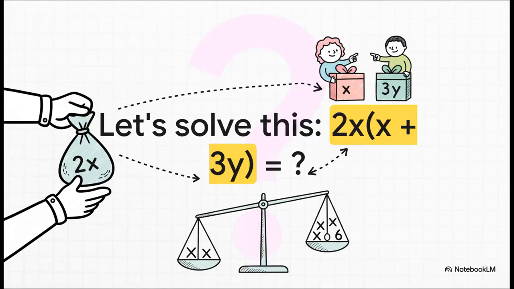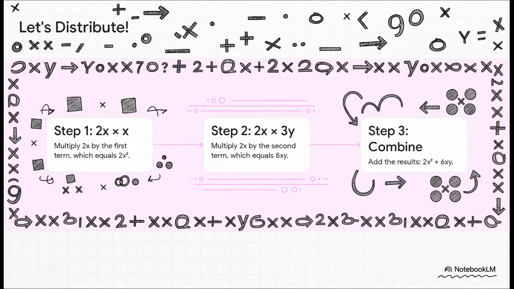We need to multiply 2x by the group x plus 3y. So remember our rule. The 2x has to be fair. It has to get shared with the x, and it has to get shared with the 3y. All right, let's make our deliveries. First, 2x goes to the x. Well, 2x times x gives us 2x squared. Okay, first present delivered. Now, the 2x has to go visit the 3y.